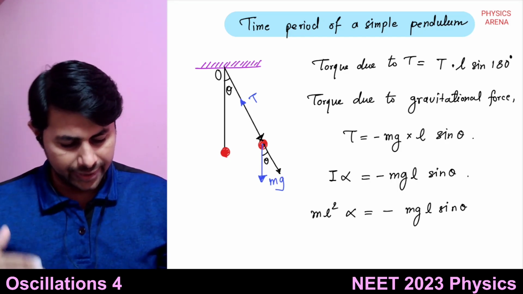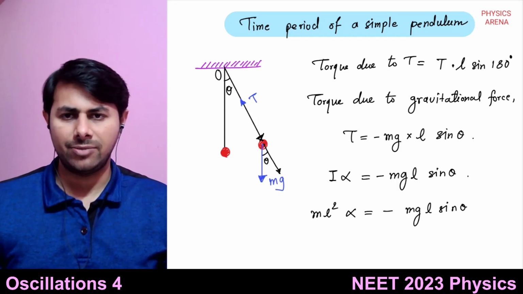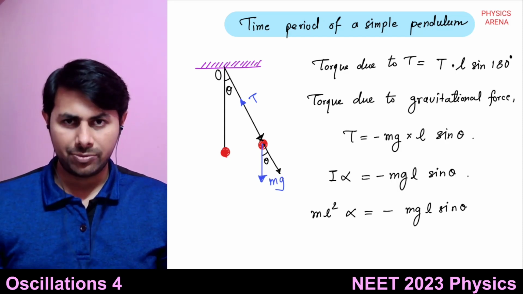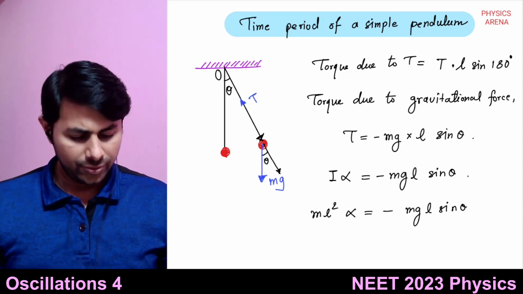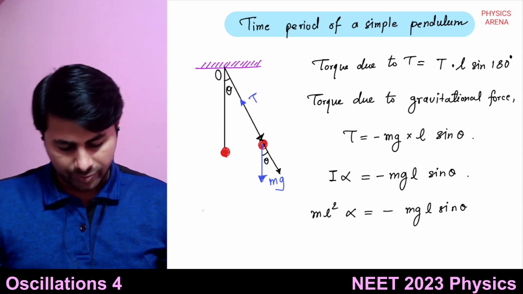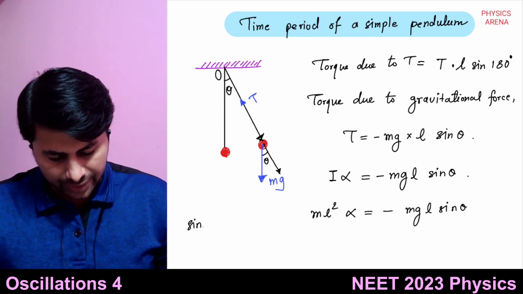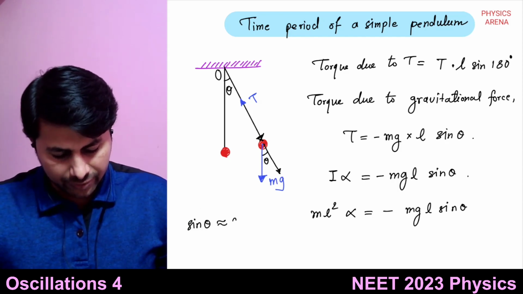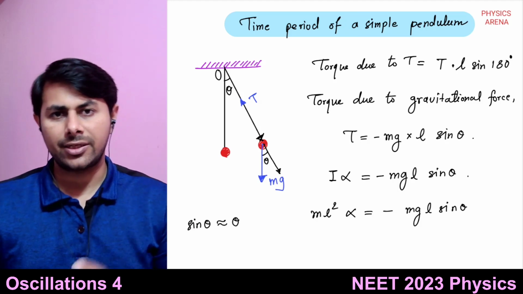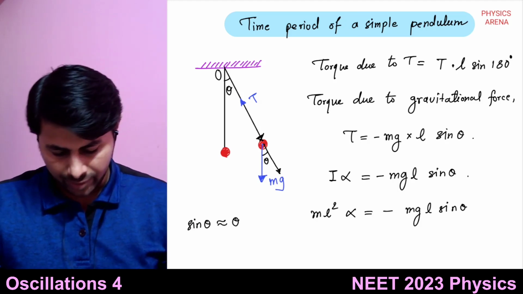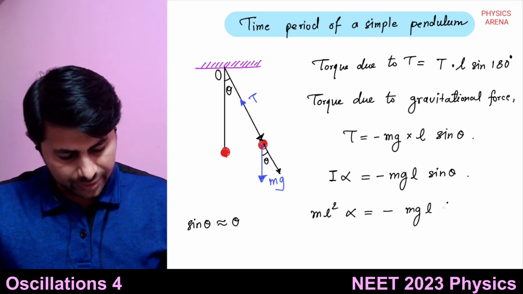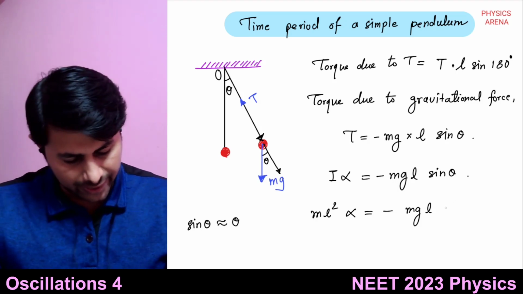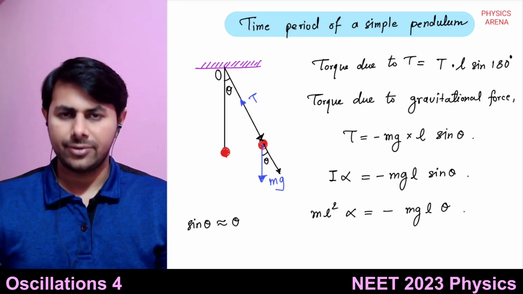And let's suppose this angle is very small. For small angles, sine theta is nearly equal to theta itself, theta measured in radians. So I'll replace this sine theta by theta itself.